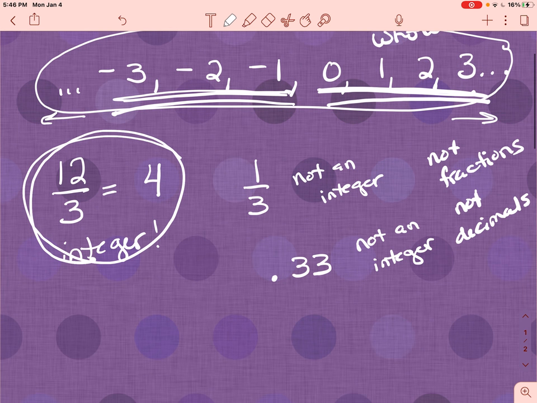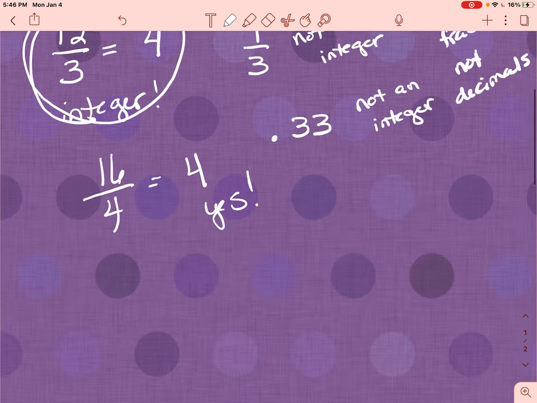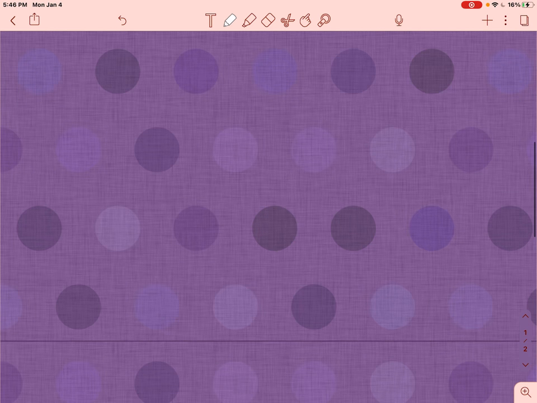So if you have a number like 16 fourths, 16 divided by 4 is 4. So that is, yes, an integer. Okay, that's the first idea. What is an integer? The second idea is this.